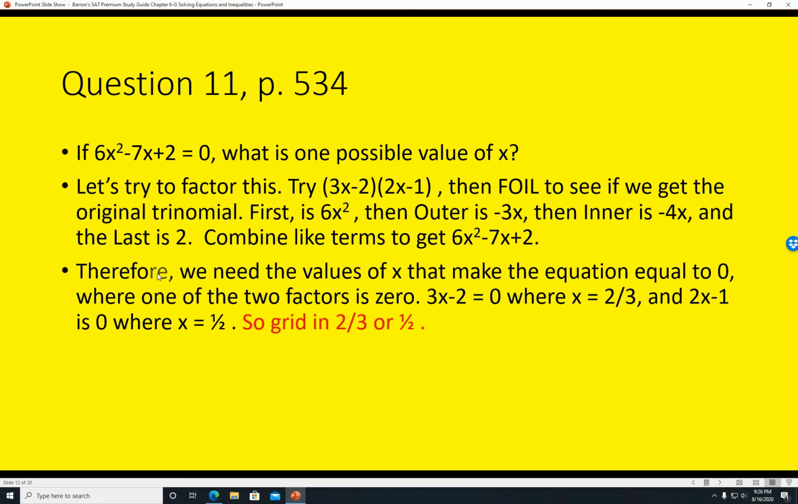Awesome, it works. Therefore, we need the values that make the equation equal to 0 where one of the two factors is 0. So 3x minus 2 equals 0 where x is equal to 2/3, and 2x minus 1 is equal to 0, where x equals 1/2, because 2 times 1/2 is 1, 1 minus 1 is 0. Just like this one, 3 times 2/3 is 2, minus 2 is 0. So you can grid in either 2/3 or 1/2, doesn't matter which one you do. Yeah, you could grid in the decimal if you want to, but why?